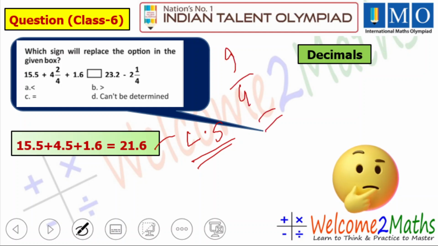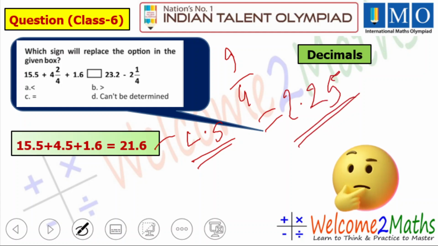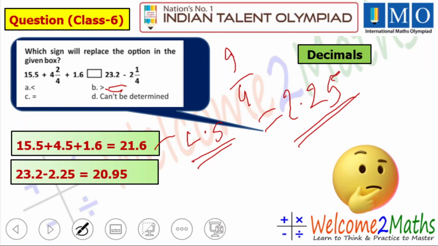Now, let's convert it into a decimal number, and it's 2.25. 9 by 4 is equal to 2.25. So now what we have to do? Let's subtract 2.25 from 23.2, and it's 20.95, and this is our right hand side.